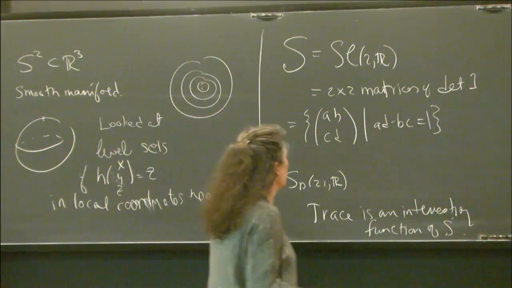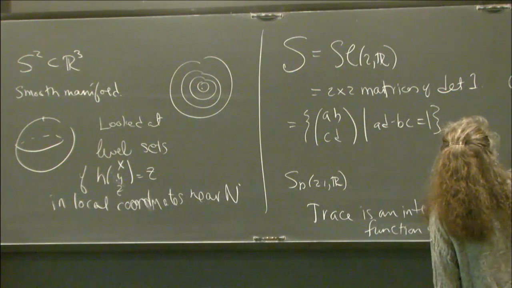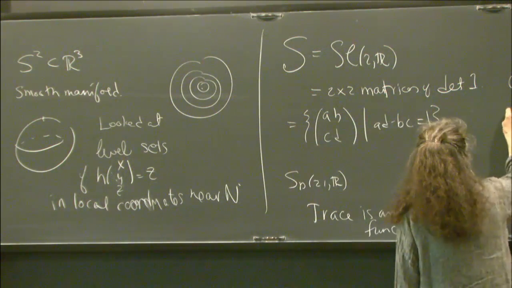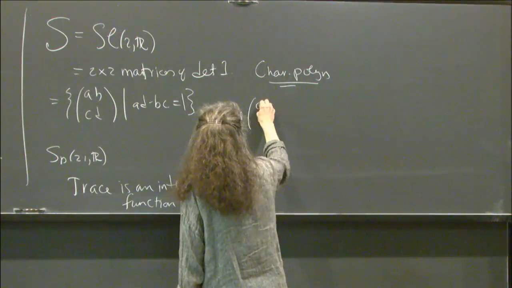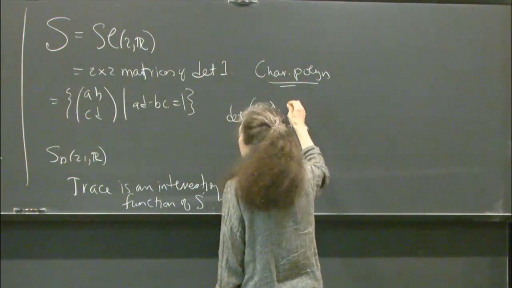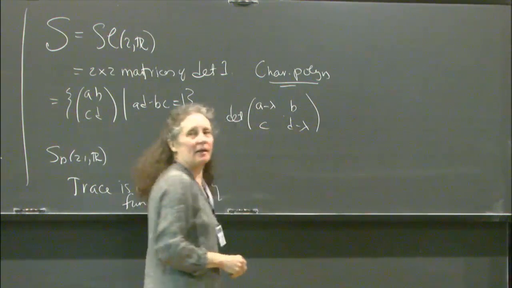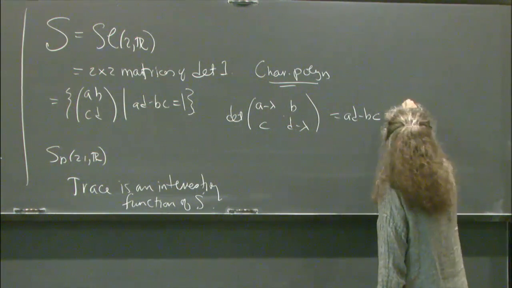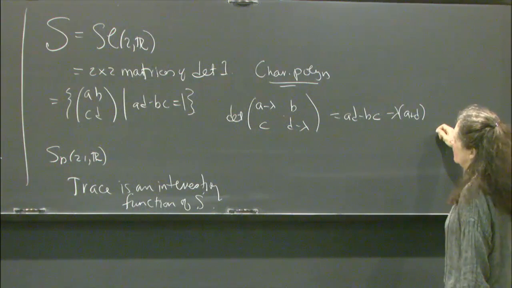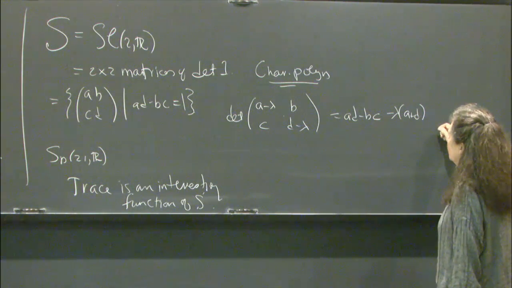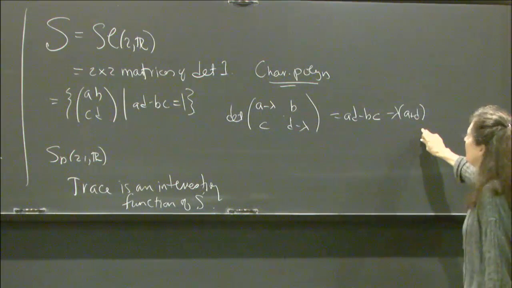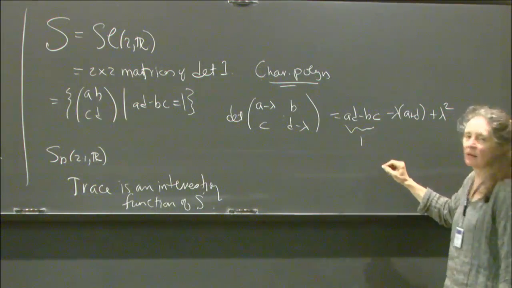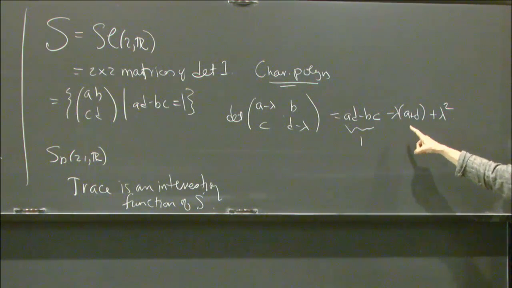So for example, if you write down the characteristic polynomial of one of these matrices, you get the determinant of (A minus lambda)(D minus lambda) minus BC. If you take the determinant of that, you get AD minus BC minus lambda times (A plus D), plus lambda squared. What's the constant term? Here's the constant term, and this is equal to 1, and this is equal to the trace. A plus D is the trace.